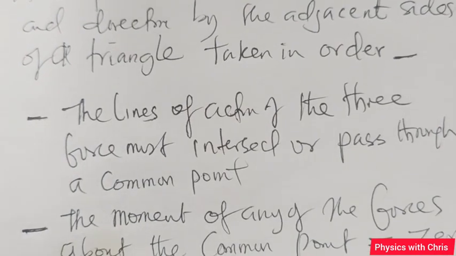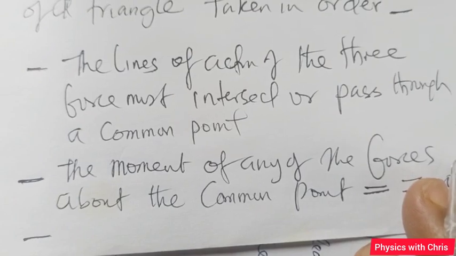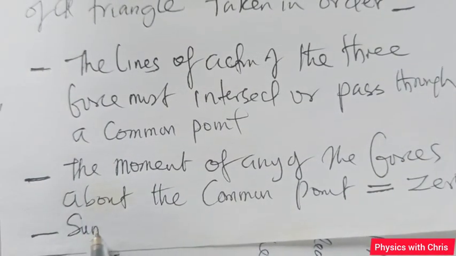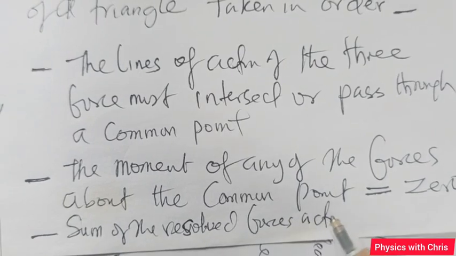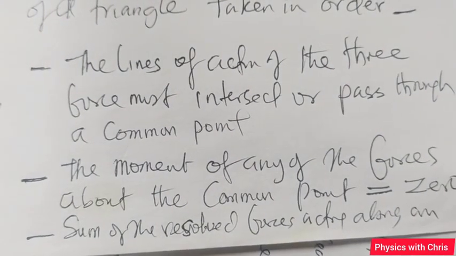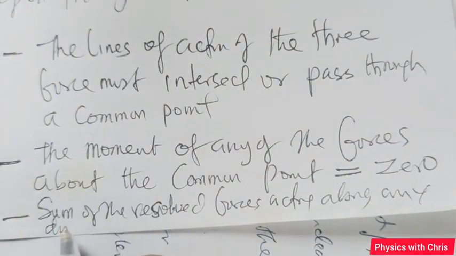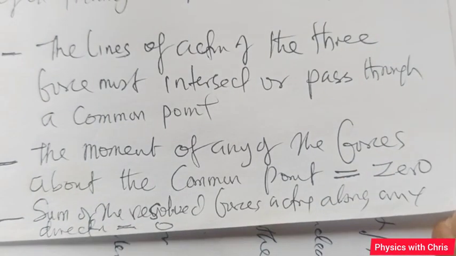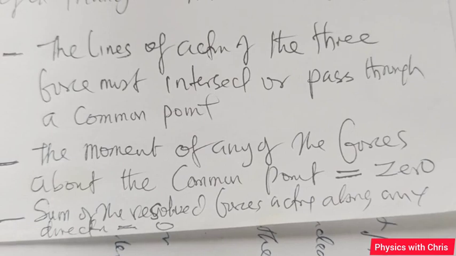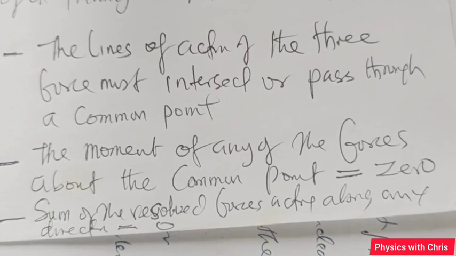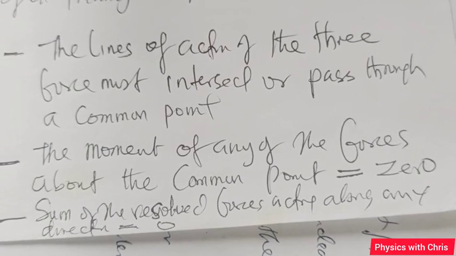Zero. So then number three, you can also add that the sum of the resolved components of the forces along any one direction must be equal to zero. The resolved forces acting along any direction, it could be along the y-axis or along the x direction, must be equal to zero. That is to say, these three forces are not parallel to each other. But when we resolve them, we resolve them along the x-axis and the y-axis. When we sum these resolved components along the two recognized directions in physics, vertical and horizontal, it must give us zero.